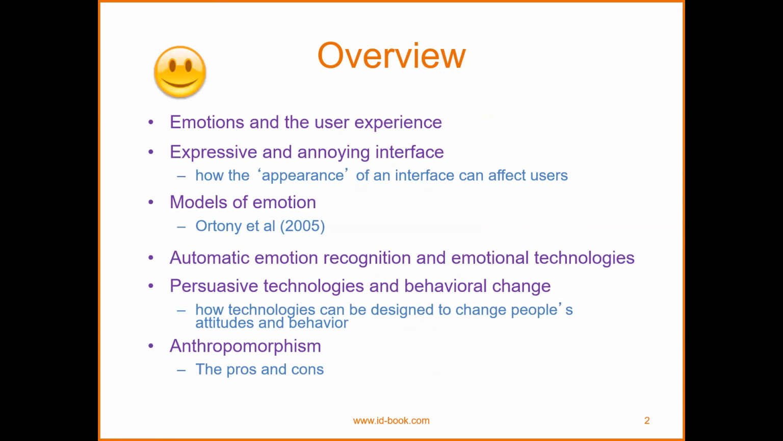First and foremost, we need to understand emotions and the user experience, followed by expressive and annoying interfaces. So it is how the appearance of an interface can affect the users, models of emotions, automatic emotion recognition, and emotional technologies. Then we have persuasive technologies and behavioral change, and we call it anthropomorphism, the pros and cons of it.